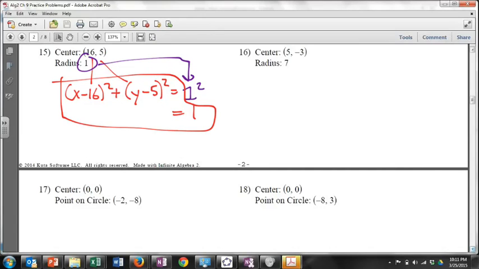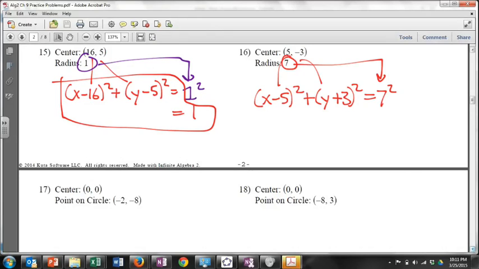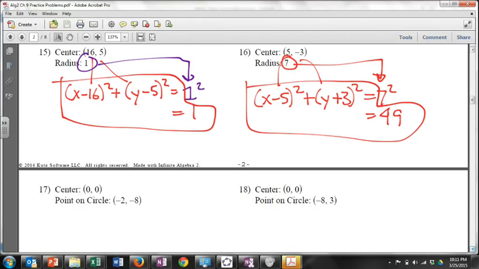We could do this one similarly. We have (x minus 5), don't forget the square, plus (y minus a negative 3), that's plus 3, squared is equal to 7 squared, because our radius is 7. We plug that in, and that's equal to 49. So we could simplify it and write it out like that.